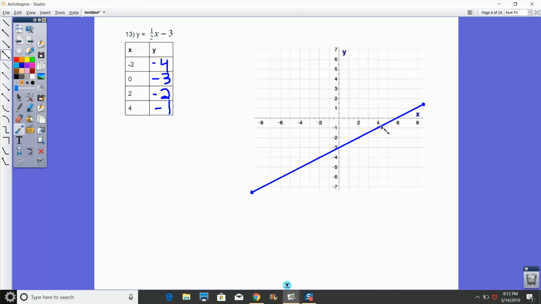And then you can keep doing that as much as you want to get more or fewer points. And you also can go backwards too. You can go down 1 and left 2, down 1 and left 2. So that slope here tells you what direction, how far up and how far right you have to go to get into the next spot. So that's how we can graph, as well as using a table of values.